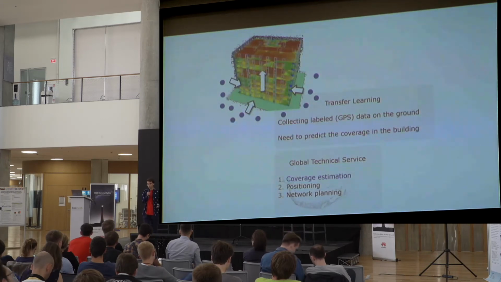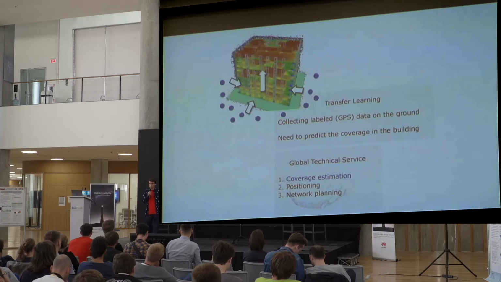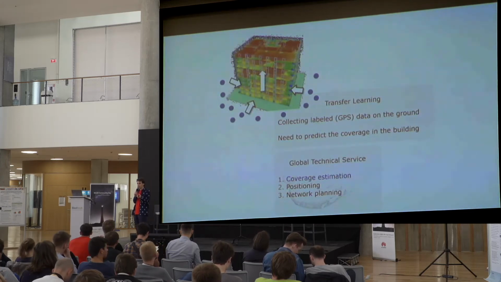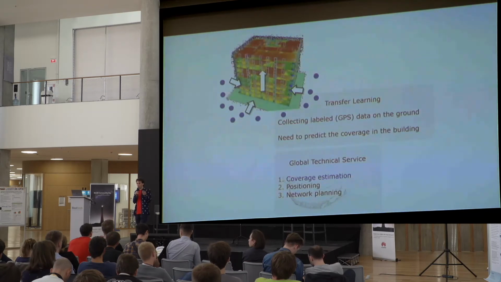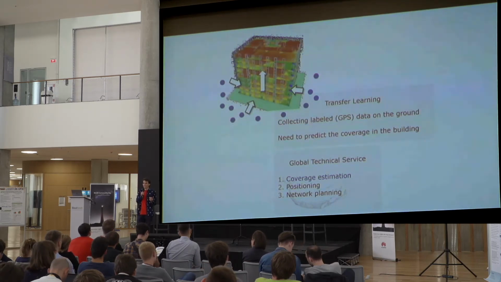This is the example, so I call it transfer learning here. These points around the building are some measurement reports that we are collecting from the users. Because we know their positions from the GPS, we know their signal strength in the mobile network. But what do we want? We want to understand the coverage inside the building.